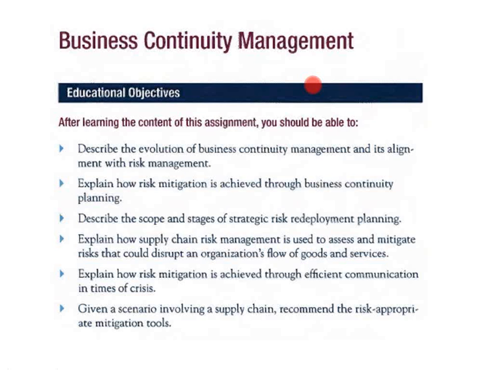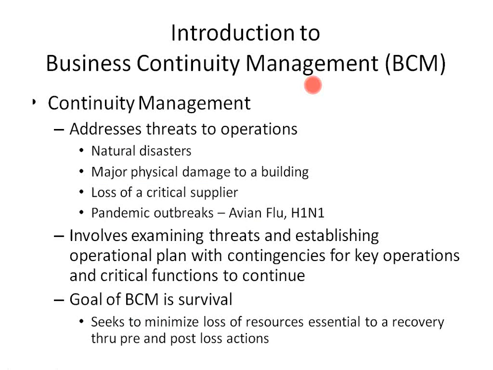Describe the scope and stages of strategic risk redeployment planning. And I think that's good examples with BP. We'll talk about some of that. How supply chain risk management is used to assess the flow of goods. Risk mitigation is achieved through efficient communication, and also we'll do a scenario on supply chain and talk a little bit more about some of that here.